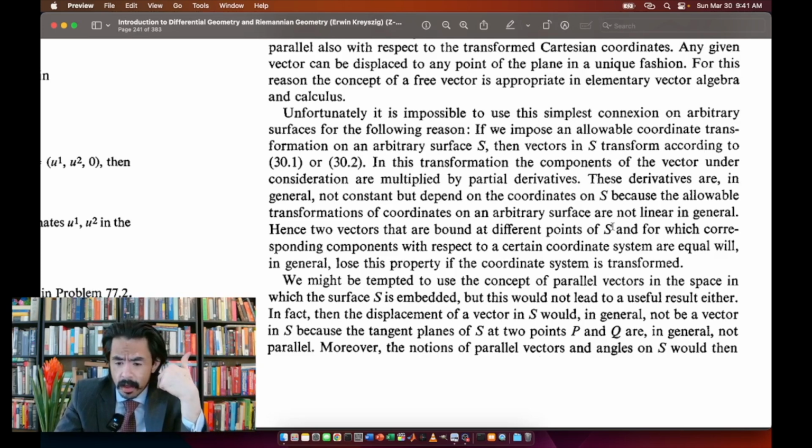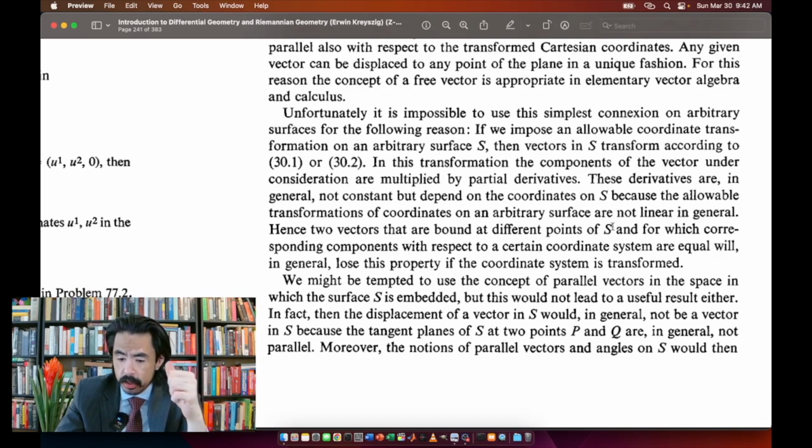So anyways, these derivatives are in general not constant, but depend on the coordinates on S because the allowable transformations of coordinates on an arbitrary surface are not linear in general. Hence, two vectors that are bound at different points of S and for which corresponding components with respect to a certain coordinate system are equal will, in general, lose this property if the coordinate system is transformed.